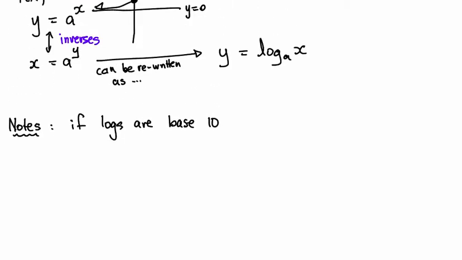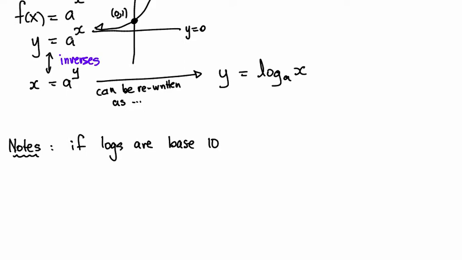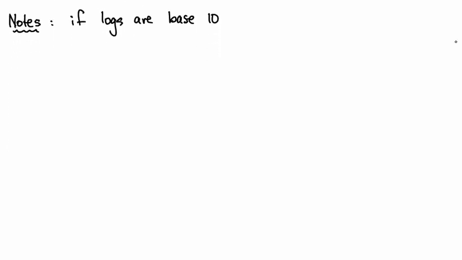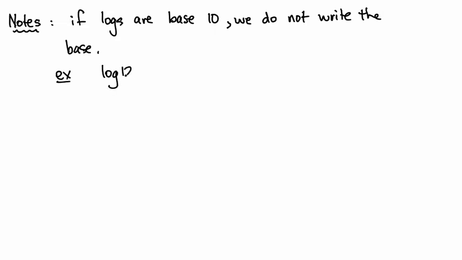So a couple of little asides about logs. First of all, if logs are base 10 logs, which means the original equation up here was a equals 10 to the x, then we actually don't write the base when we write out logs. So for example, if you were ever asked to write out log of 12, log of 12 is the correct way of writing that out, not log with a little base number of 10 of 12. We never write that 10. If it's base 10, it's just assumed to be log 12, that's base 10.